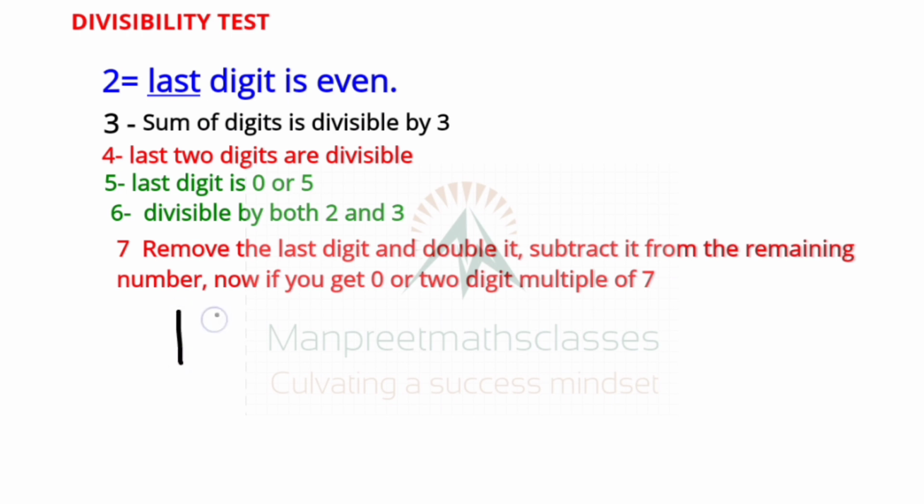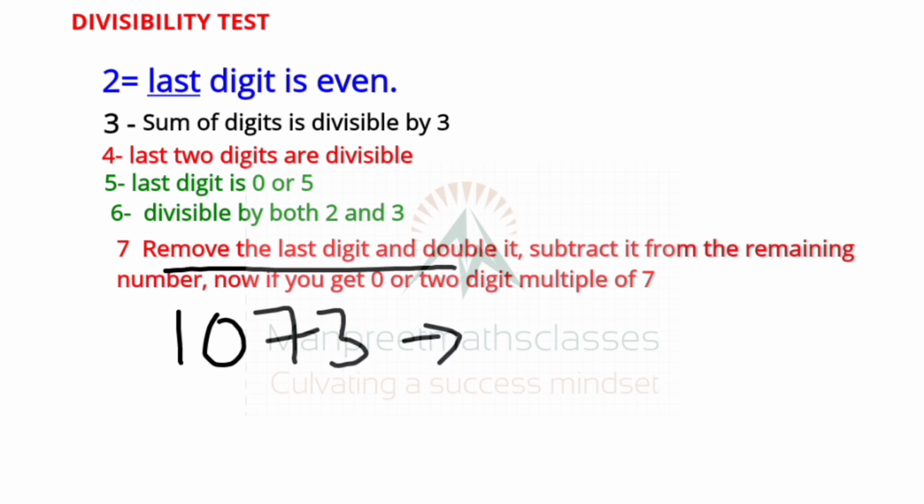Suppose we are having a number 1073. Now let's follow our steps. First they are saying remove the last digit, means 3. Then double it. So double of 3 is 3 2s are 6.